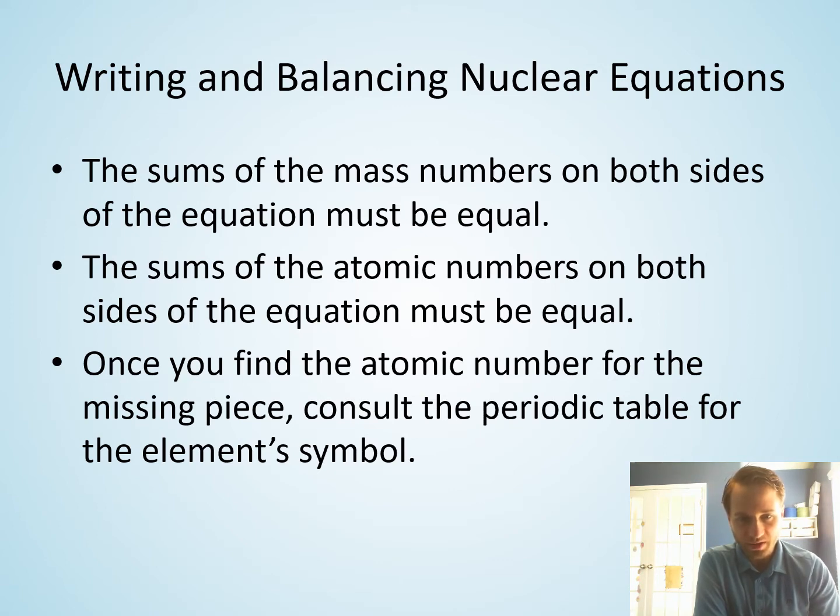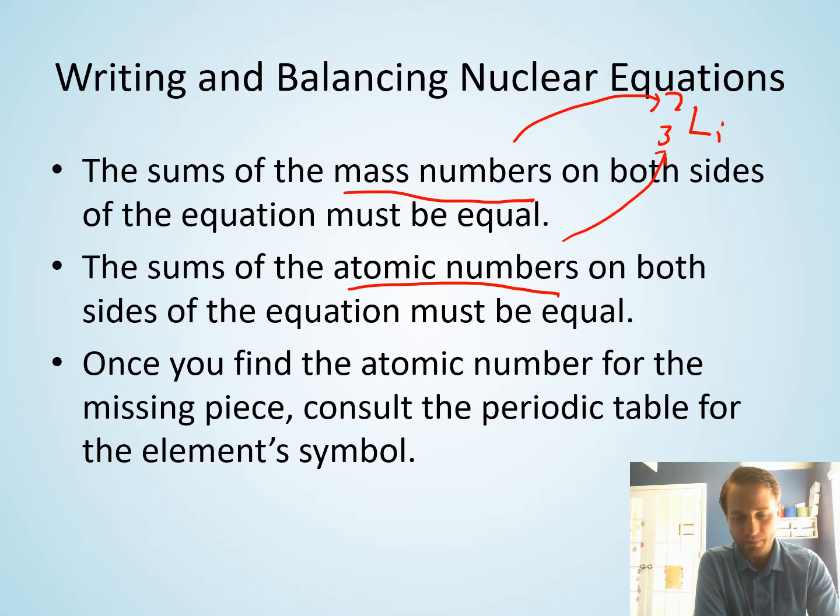But again, the main thing here is we want to balance the mass numbers and the atomic numbers. In that lithium 3,7 example, the mass number is the 7, and the atomic number is the 3. So basically I need to balance all the superscripts. The superscripts on the left side of my equation have to equal the sum of the superscripts on the right. The sum of the subscripts, those atomic numbers on the left side of my equation, has to equal that on my right.